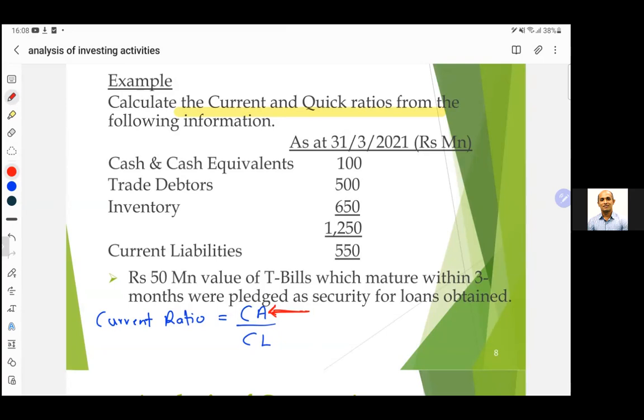So every time, don't just remember the formula. Logically understand the meaning of the ratio and apply the values accordingly to calculate it. Now here, what is the meaning of current ratio? If you have a current ratio of 2, what is the meaning? You have 2 rupees of current assets to pay 1 rupee of current liability.